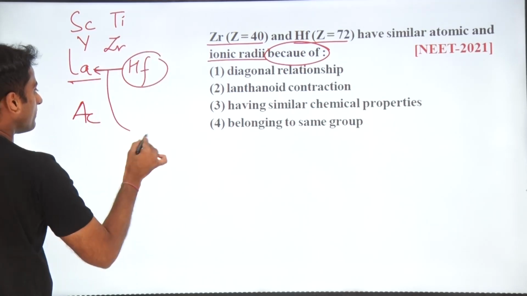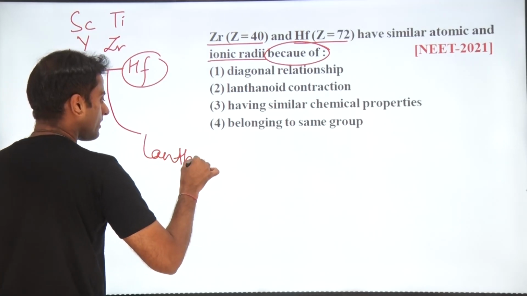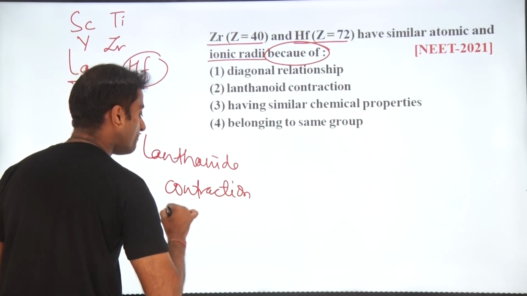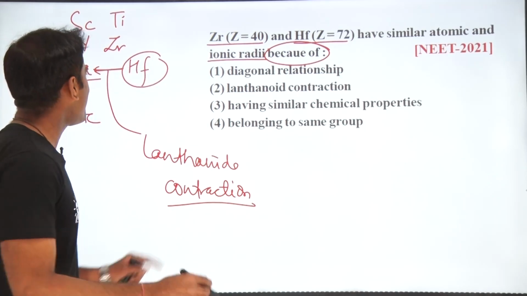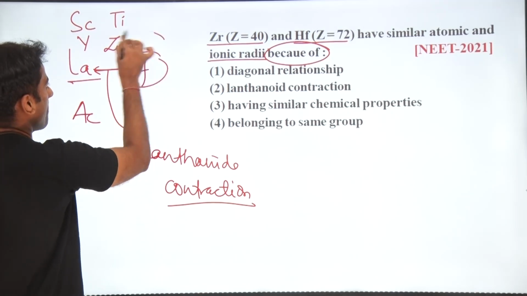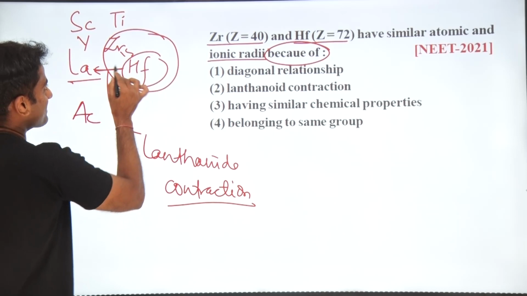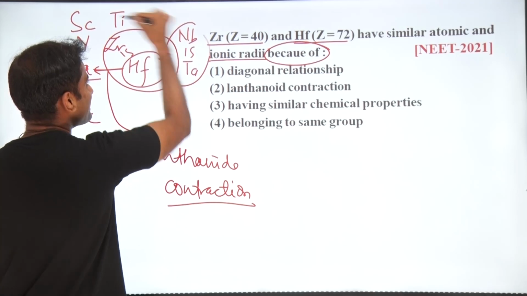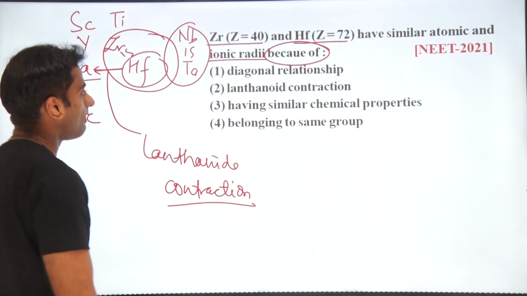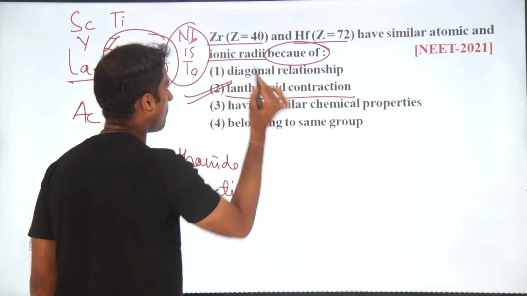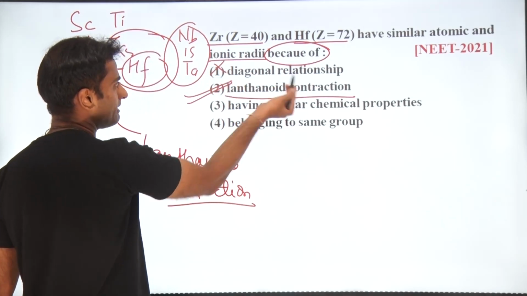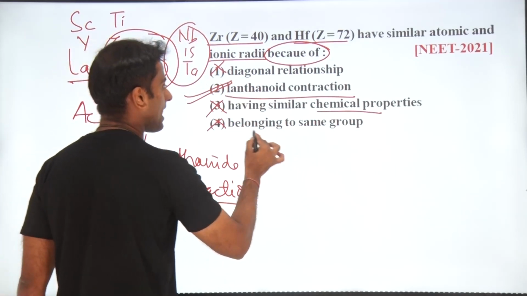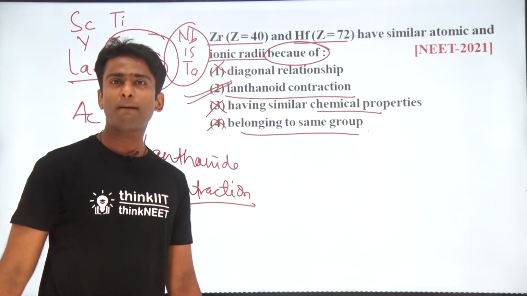Before hafnium there is the lanthanide contraction. Because of that, the size of zirconium and hafnium is approximately equal. Not only this, next to this we have niobium and tantalum, which also have the same radius. So we can say that the lanthanide contraction, the second option, is going to be the perfect answer. Diagonal relationship is not possible in the s block and the p block. Having similar chemical properties is wrong. Belonging to the same group is also not the reason. The second option is going to be perfect here. Thank you.